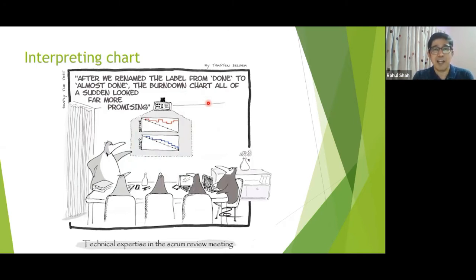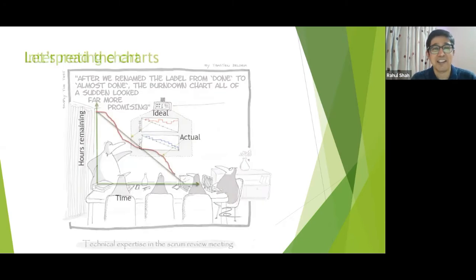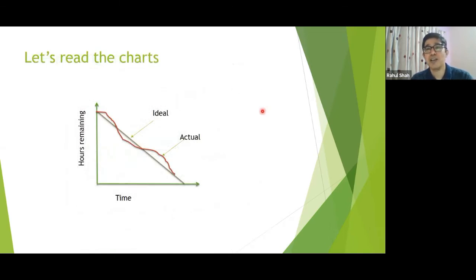Now, I want you to participate as well. I know that reading the chart and interpreting it is completely different, and I certainly would encourage you to speak up and share what you think. So if this is the chart, where this is hours remaining, and this is time, ideal versus actual, what do you think with respect to the sprint goal? Will they be able to achieve their sprint goal or not? What do you think?